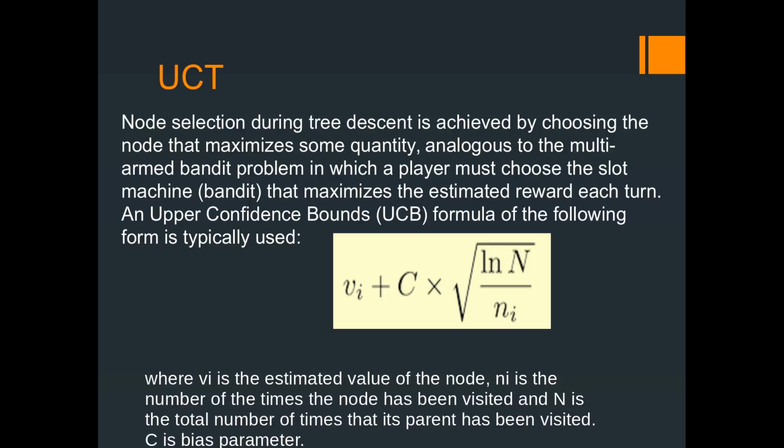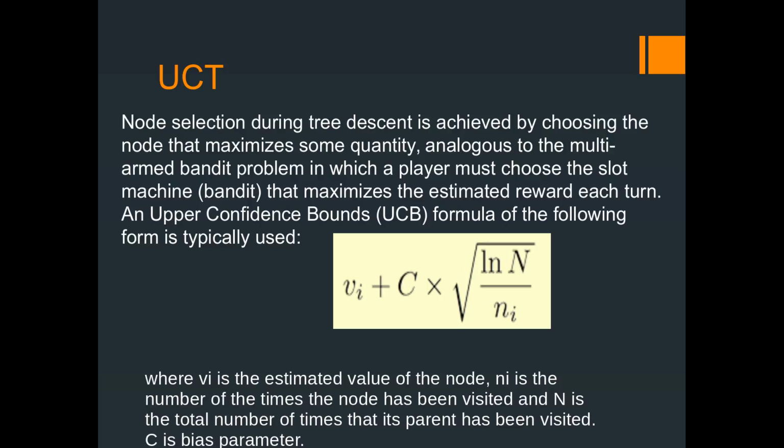In order to select an optimal child, node selection during tree descent is achieved by choosing the node that maximizes some quantity. This is analogous to the multi-armed bandit problem, in which a player must choose the slot machine that maximizes the estimated reward each turn. So each node has an associated value with it, and the value used was an upper confidence bound, which has the following formula.